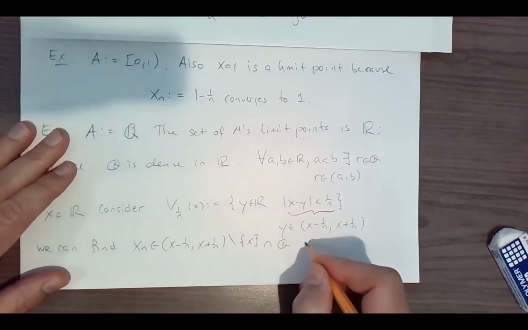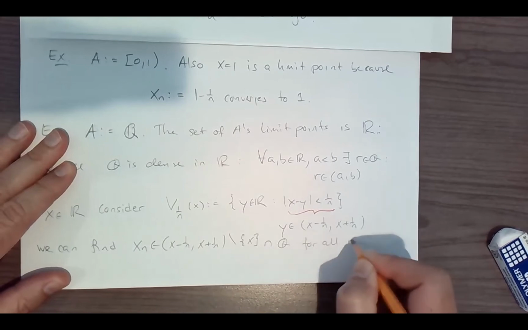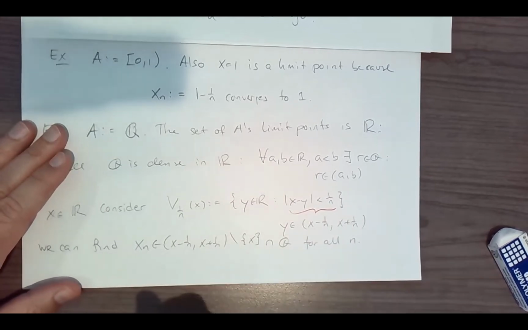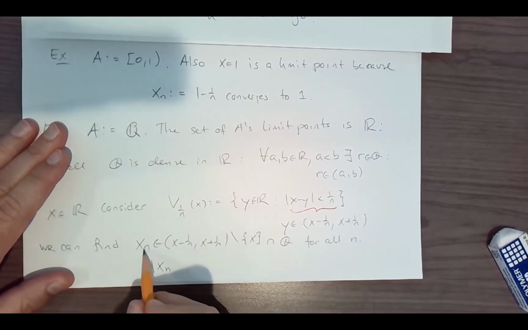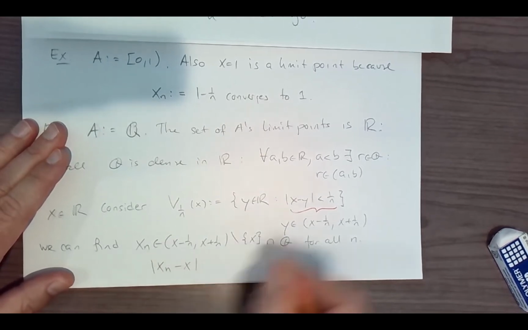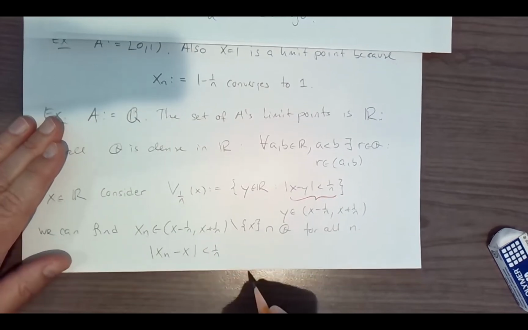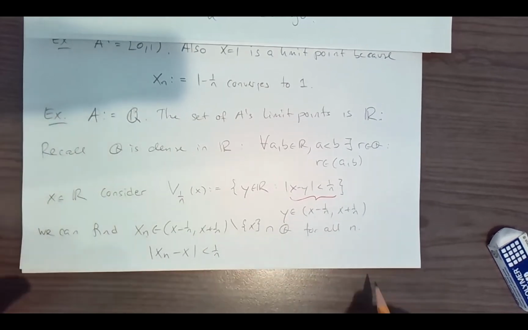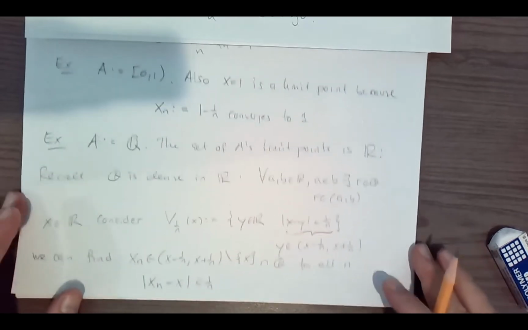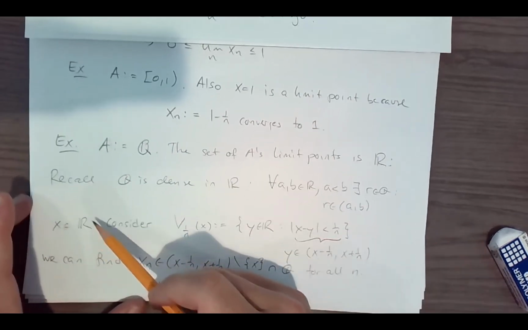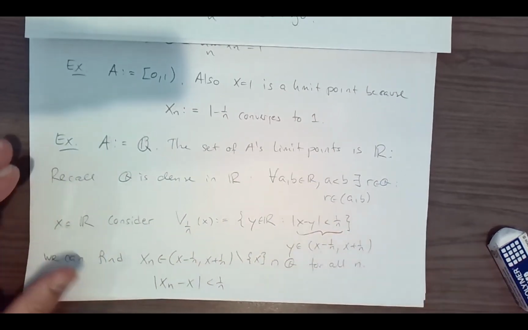And then I can do this for all n. So this sequence satisfies that the distance between the point and X is less than 1 over n, right? And so we converge. So I can find a sequence of rational numbers that will approximate any real number, and we get the conclusion.